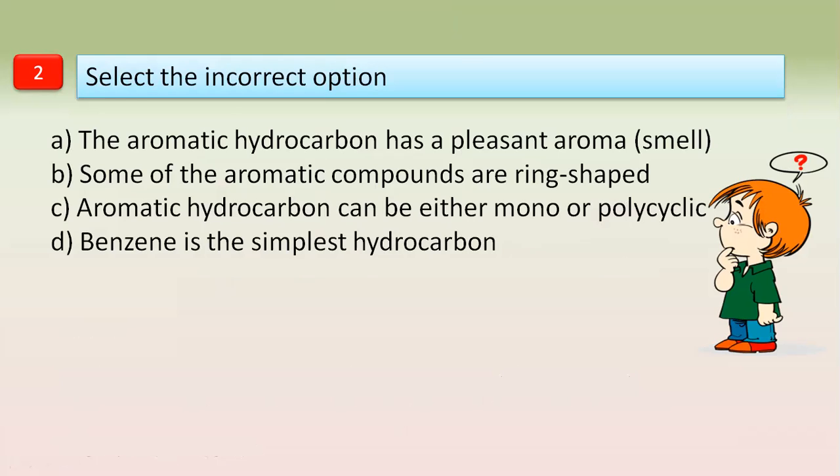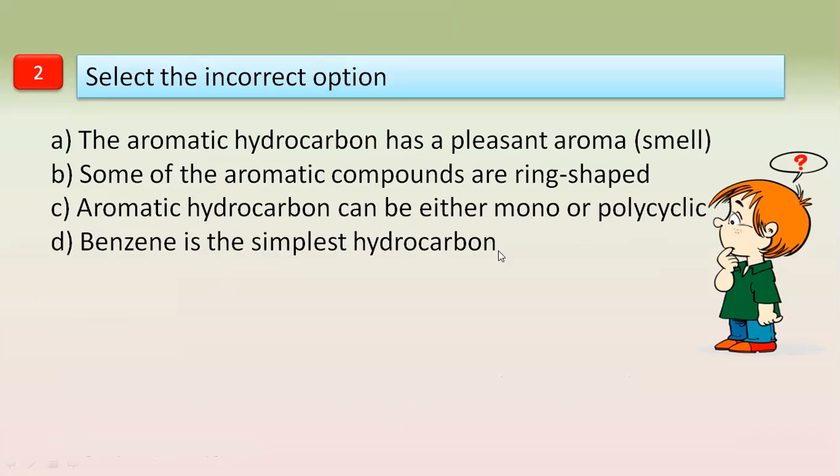Select the incorrect option. Read the question carefully. What you have to choose here is the incorrect option. Aromatic hydrocarbon has a pleasant odor. So this is correct. Some of the aromatic compounds are ring shaped. Aromatic hydrocarbons can be either mono or polycyclic. And benzene is the simplest hydrocarbon. This is correct. Some aromatic hydrocarbons can be either mono or polycyclic.